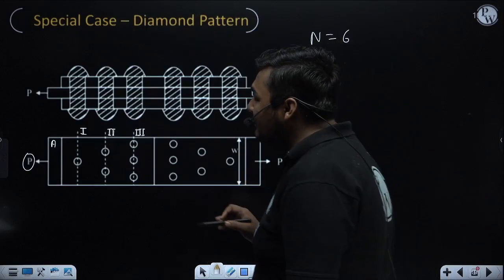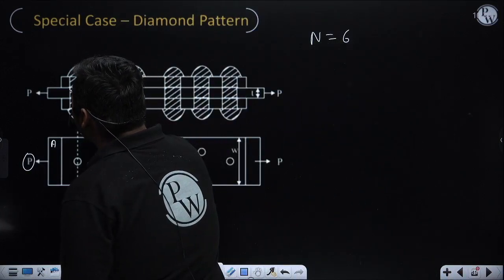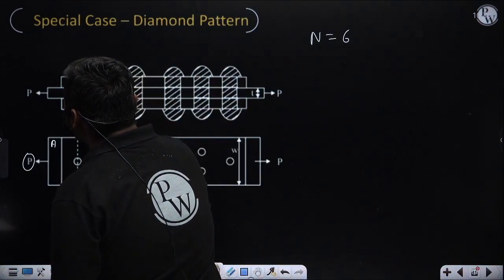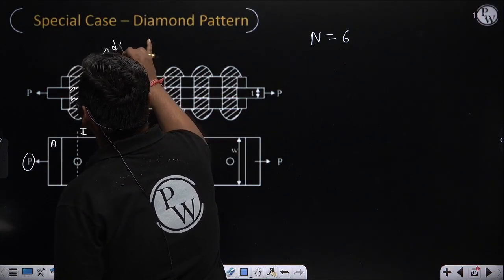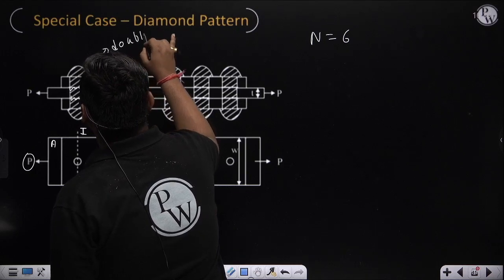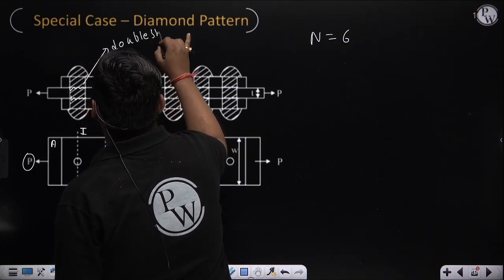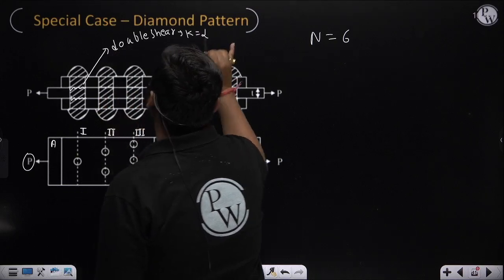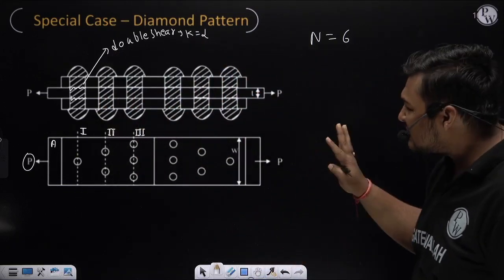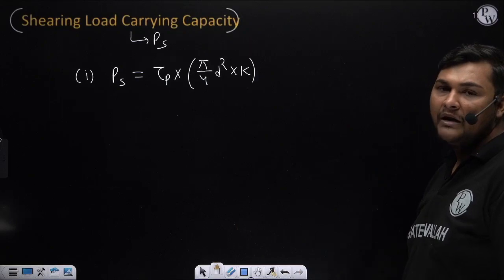Like it is a double strap plate. So here you can see in one rivet shearing is occurring from two planes. Means can I say here one rivet is subjected to double shear? So here for this question the value of k will be equal to 2. Okay, if it is a single strap plate, the value of k will be equal to 1. So right now for this question the value of k is equal to 2.